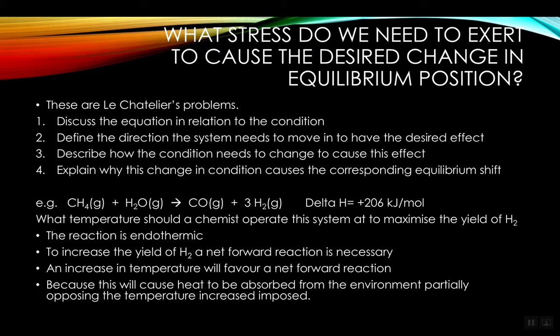So what change in temperature will favour that net forward reaction? Okay? So in this case, because it's endothermic, we're going to say an increase in temperature will favour the net forward reaction. And fourthly, why? And again, do not just say because of Le Chatelier's principle. You've got to explain it. So because going in a forward direction will cause heat to be absorbed from the environment, which partially opposes the temperature increase that you imposed on the system.